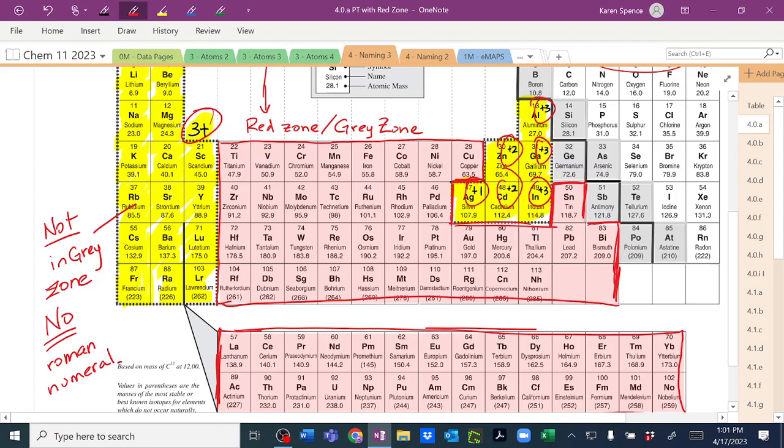So that's how you can tell when to use a Roman numeral or not. If it's in the gray zone, yes. If it's not in the gray zone, no.